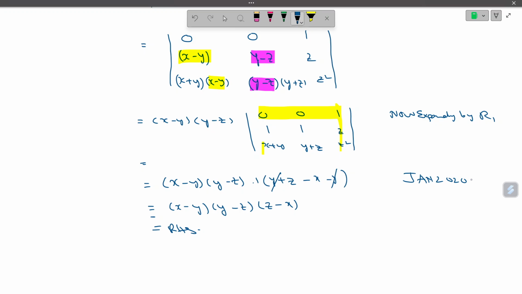That's it. That is for the determinants. So I think I have done almost all the problems. I think I have done all the problems.